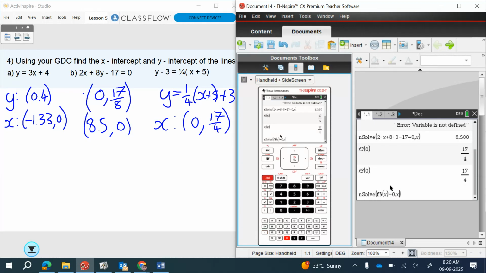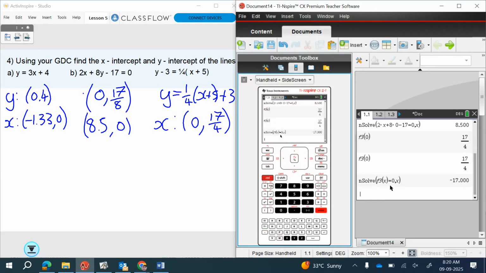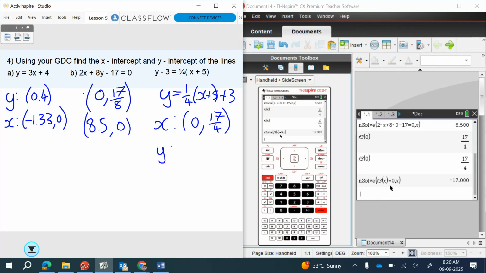So I can put this into the calculator, and this is going to give me the x-intercept, which is, sorry, I'm writing this the wrong way around. This is the y-intercept, this is the x-intercept. This is when y is equal to 0 and x is equal to negative 17.